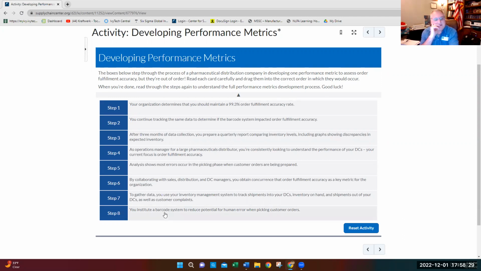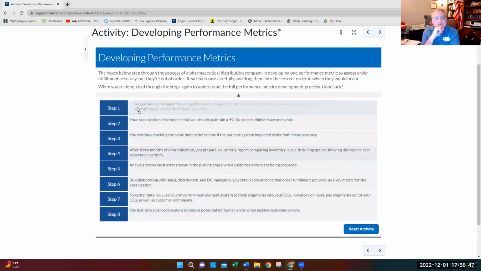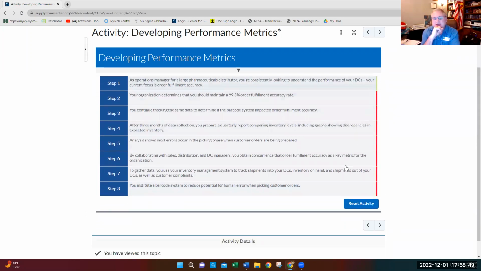So which one of these will be step number 1? Somebody want to key in and tell me? As operations manager for a large pharmaceutical distributor. Okay. Which one is that in front of? It's number 4. So we bring it up there and you get a green tab. So that one's right. What's the next step? Telling you what you're doing, right?